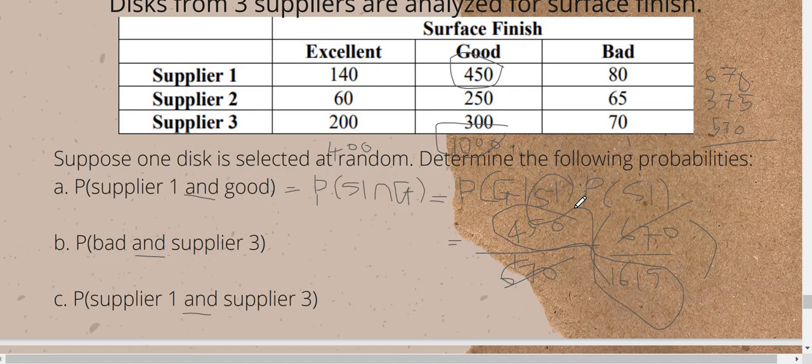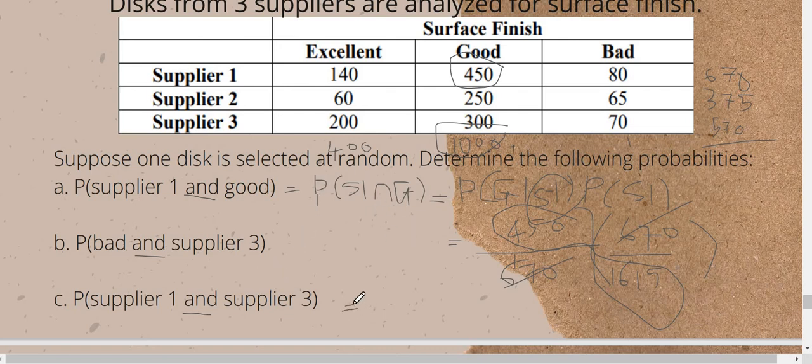That's what I mean. It doesn't matter whether you choose G given S1 or S1 given G. It will give you the same answer. I hope that you can find out the others too. It just follows the previous part A here. But for C, I will show you.